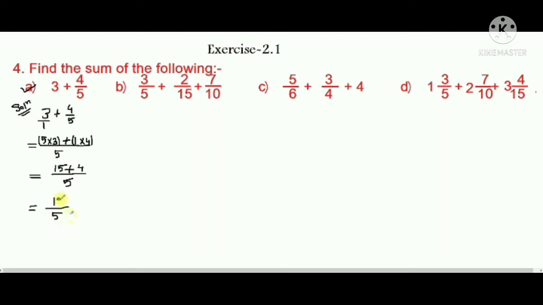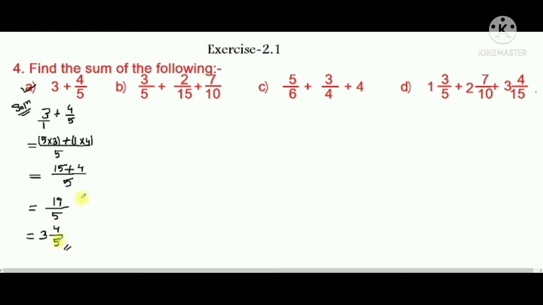So this is an improper fraction, right? So we'll convert it into a mixed fraction. How many times does 5 go in 19? That means if you divide this 19 by 5, then what will you get? 5 threes are 15, and the denominator we will write is 5. 5 threes are 15, but there is 19, so 4 remains. So 4 will be written there. Okay, hope you understood this one.